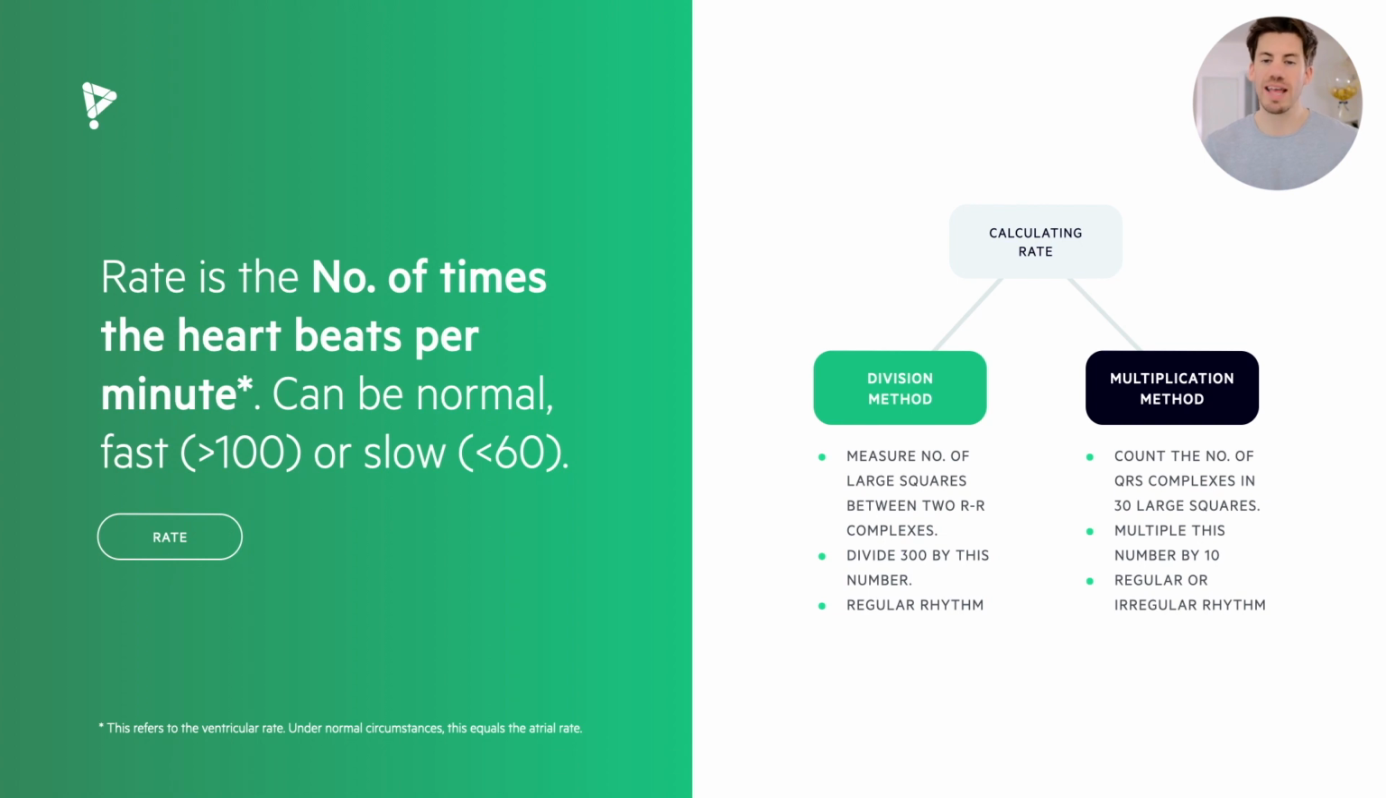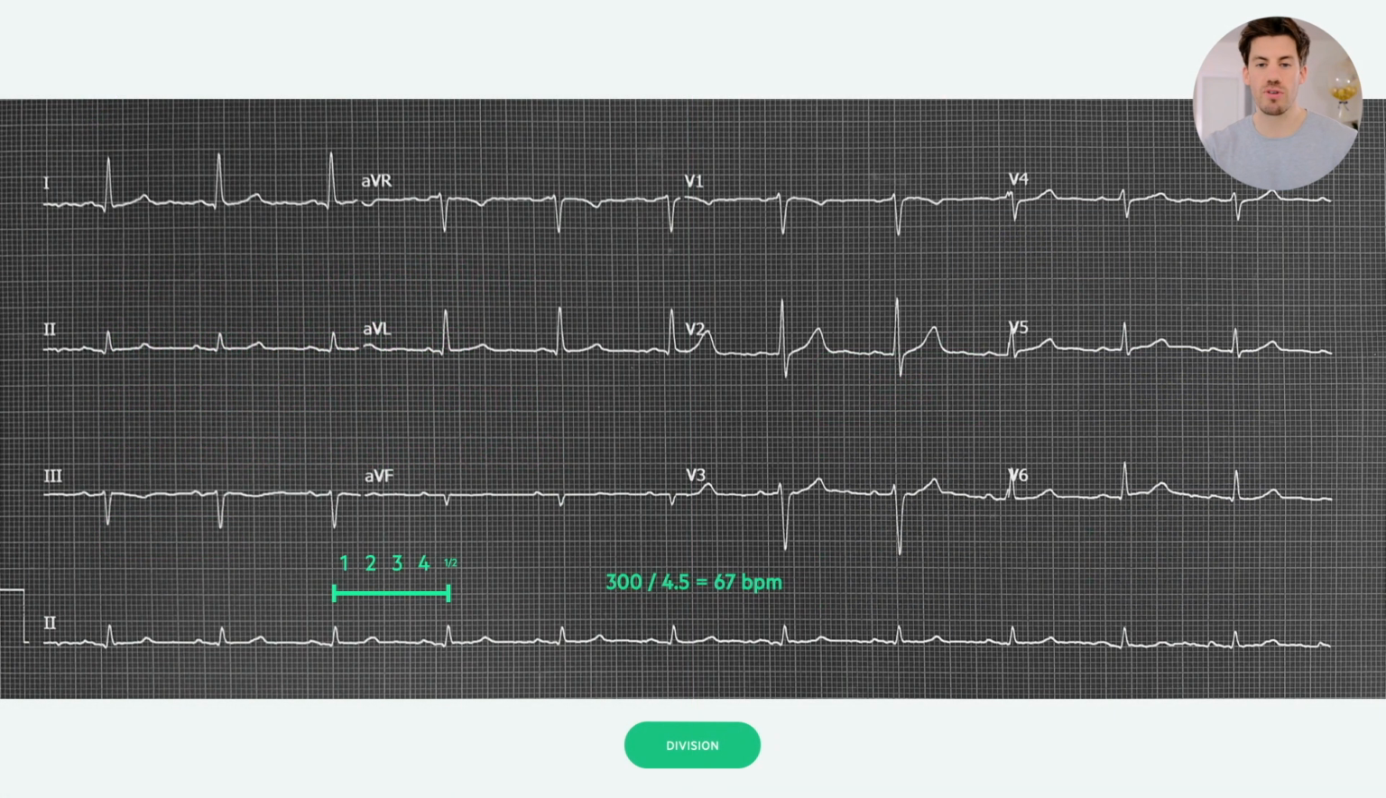With the multiplication method, essentially you count the number of QRS complexes within 30 large squares, which is equivalent to 6 seconds. And then you multiply this number by 10. So 6 seconds times 10 is 60 seconds, number of beats per minute. And you can use this for regular or irregular rhythms. So let's look at some examples of those.